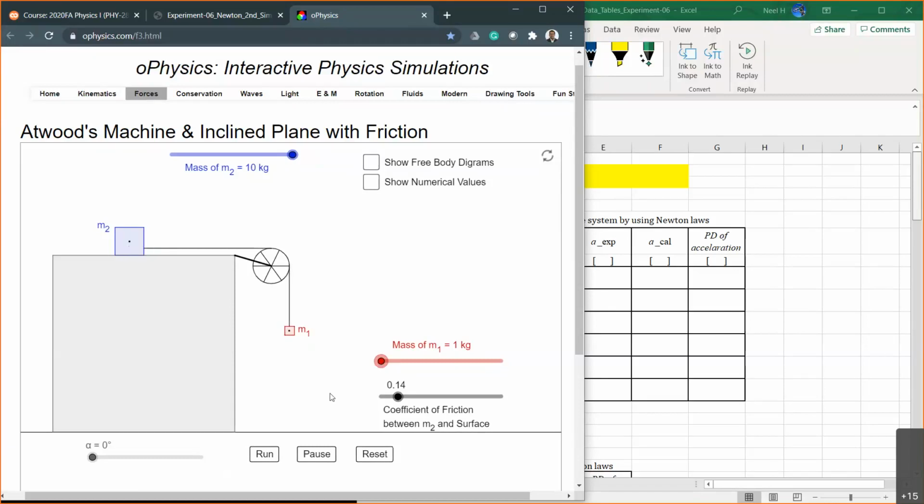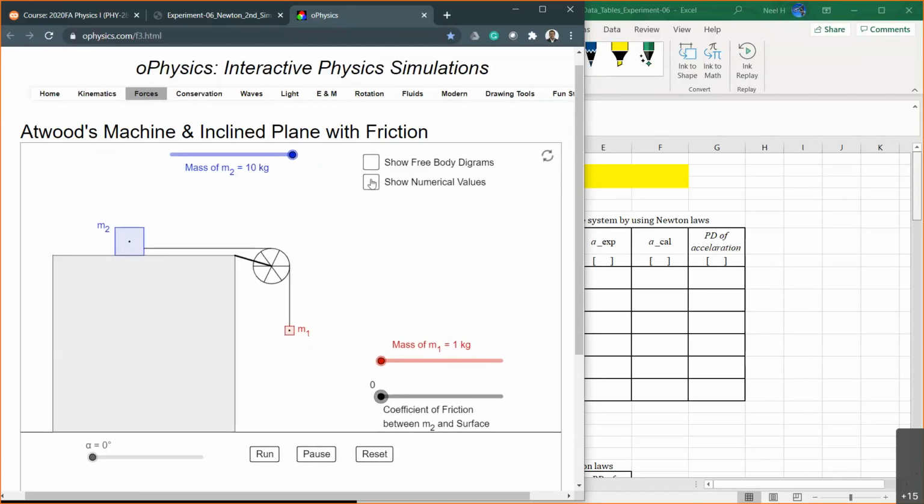Okay. The friction coefficient is right now set to 0.14. You have to click and drag and change that to 0, because in the first two parts, part A and part B, we work with no friction. Now the simulator is set up.